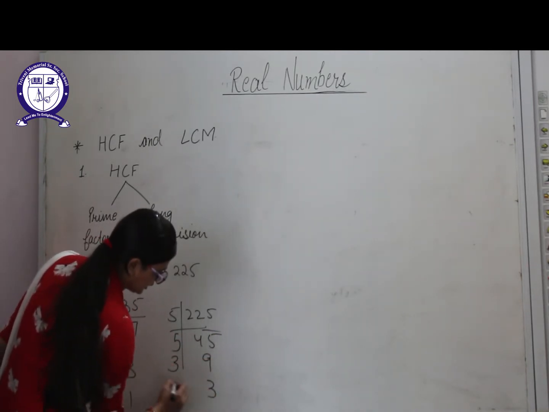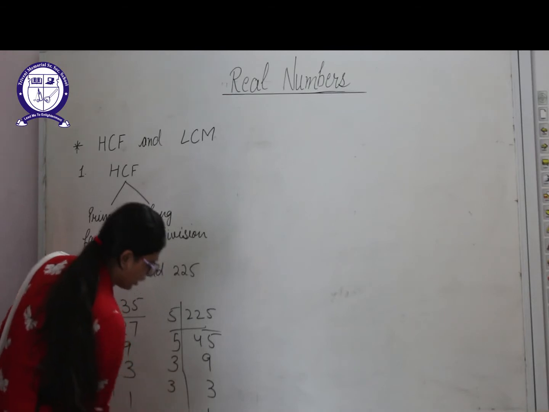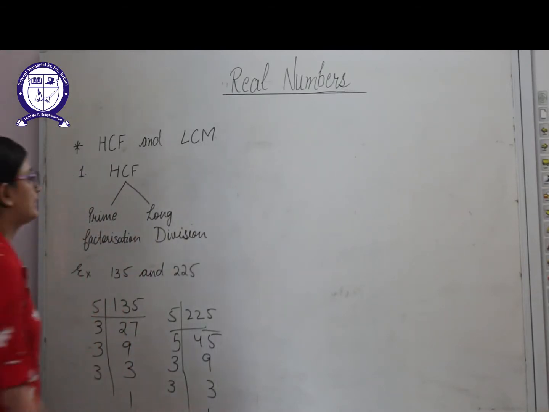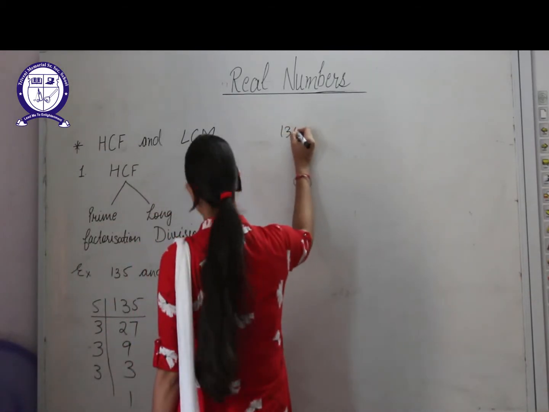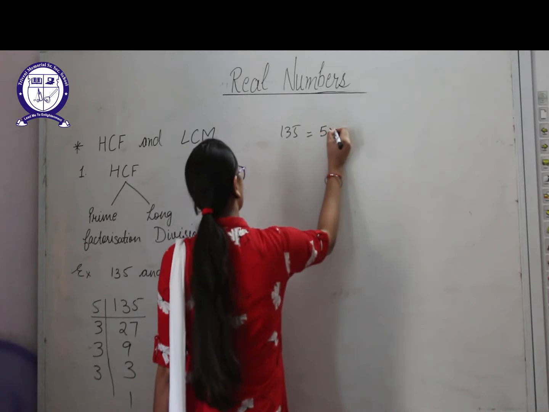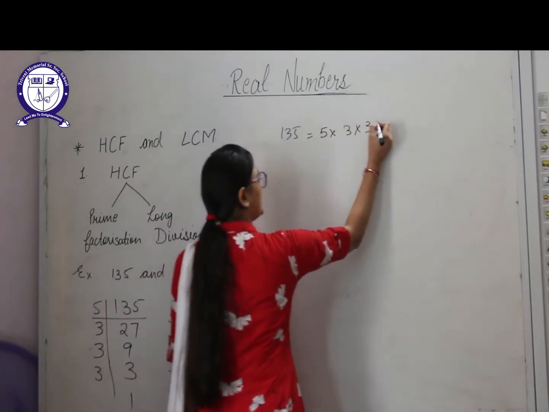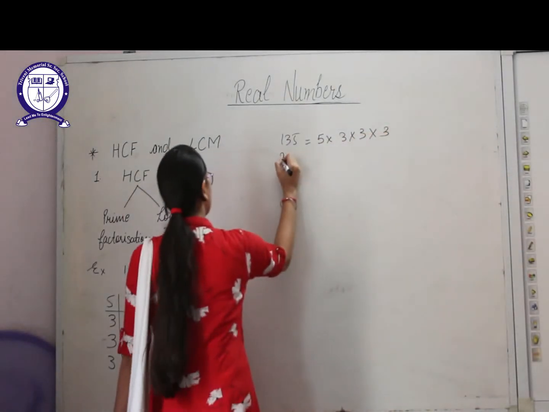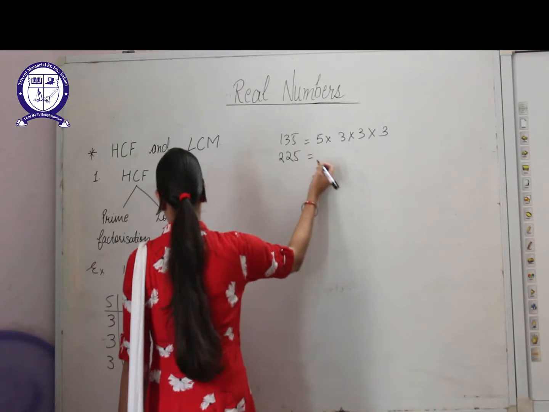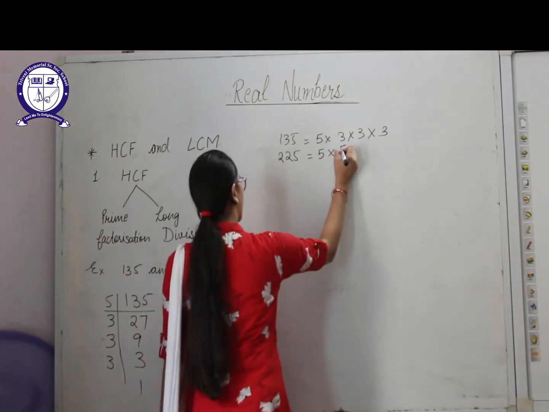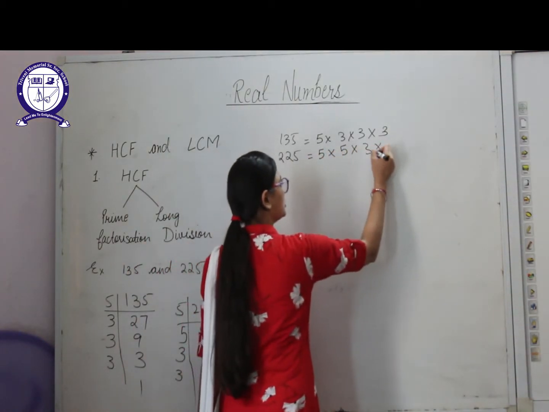3, 3, 3 and 1. So we can write 135 as 5 into 3 into 3 into 3. Similarly, 225 can be written as 5 into 5 into 3 into 3.